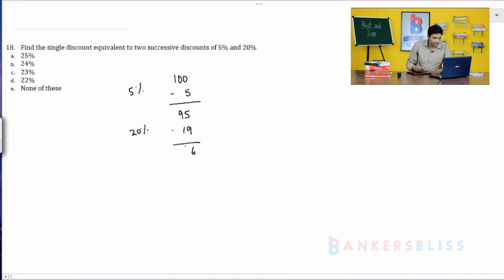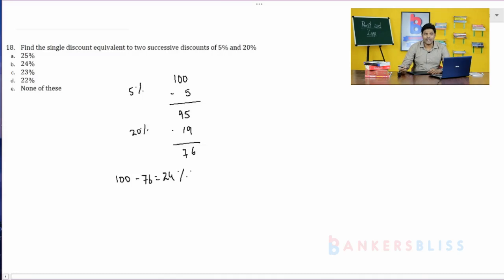6, and next 8 minus 1, 7. So, you got 76. Initially you had 100, now you got 76. So, how much it is less? 24. So, it is reduced by 24, means it is equal to 24%. Okay. So, 24% it is reducing.